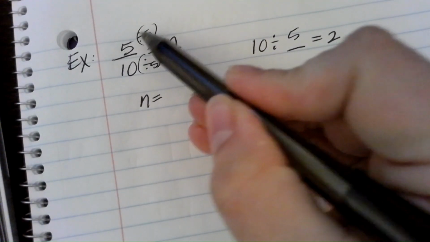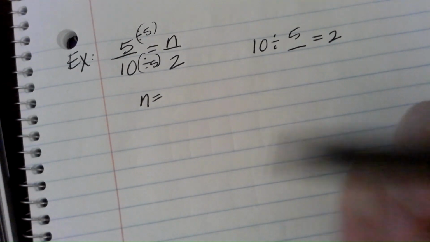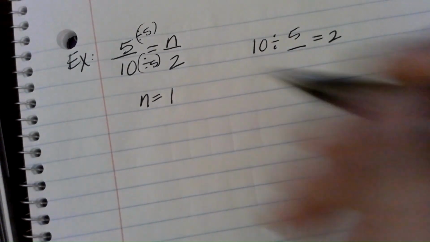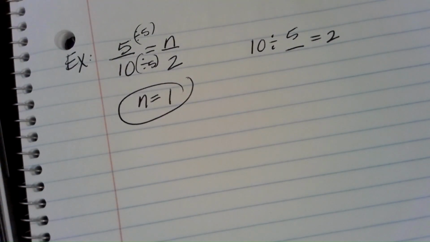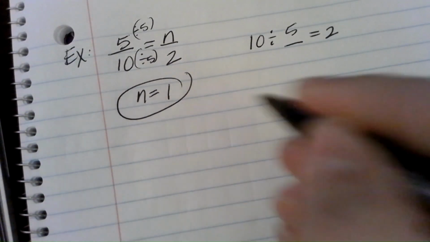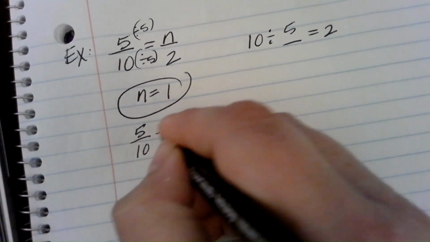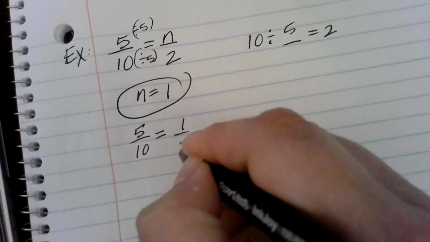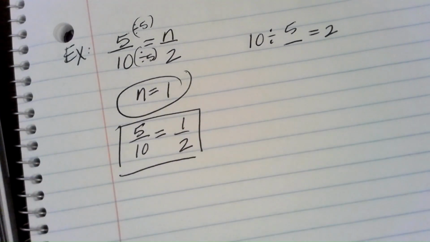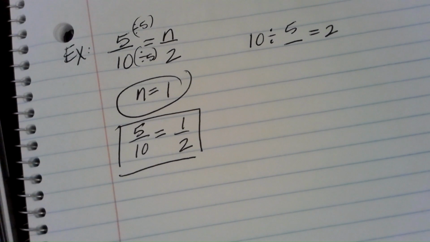What is 5 divided by 5? 1. 5 goes into itself one time. So ultimately, our answer would be 5/10 is equal to 1/2. Is everybody with me? No. Shocking.